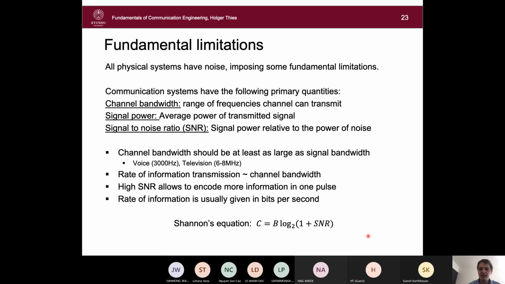So increasing the bandwidth of a channel will usually also increase the noise, because the idea behind this is that at all frequencies we have some amount of noise. So if we allow more frequencies, then we will also have more noise. So it's usually not possible to make the bandwidth indefinitely large. So those are some fundamental limitations of the communication system.